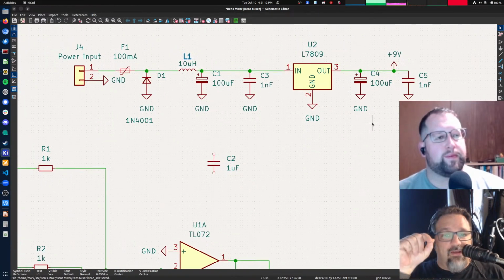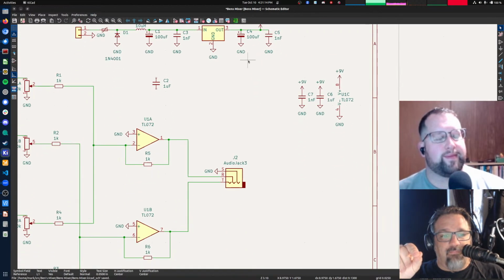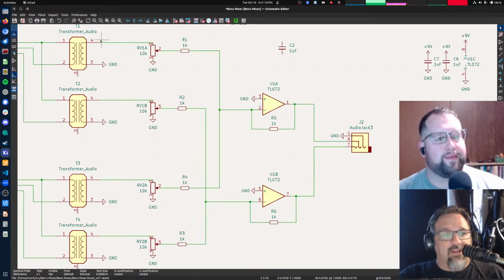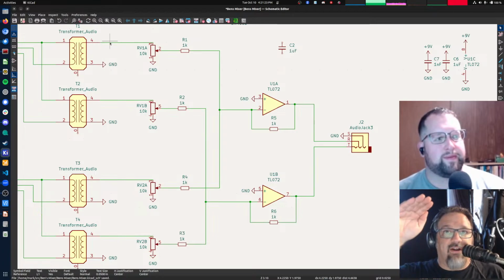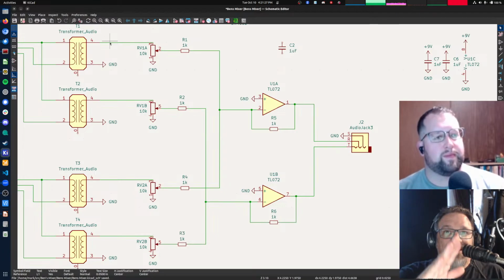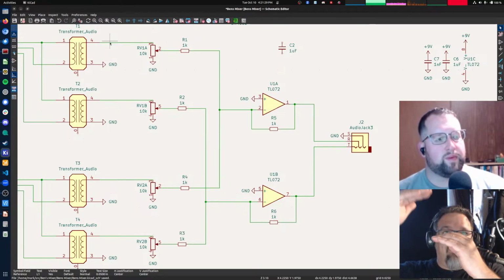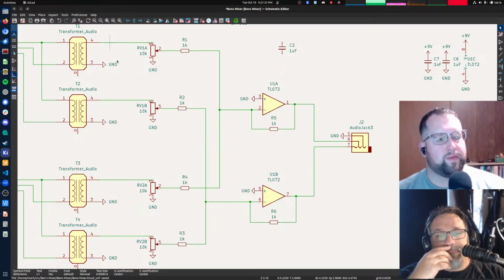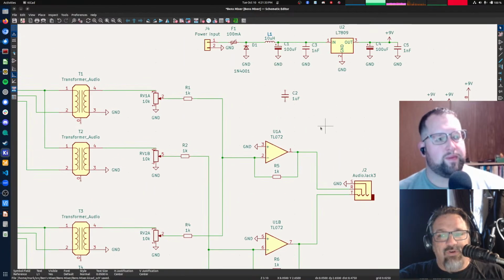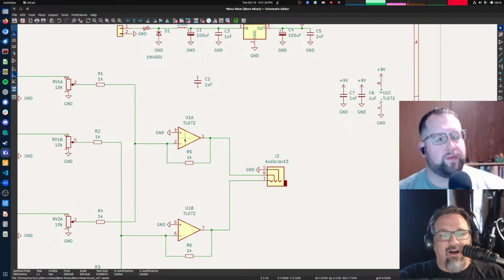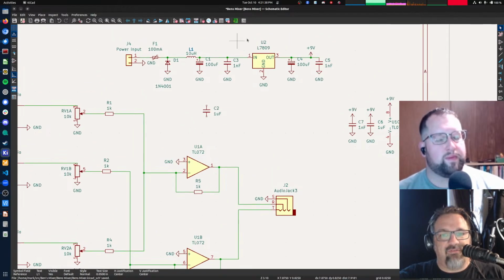So, here's a problem. All of our audio here is ground referenced. So this signal is going to go up above ground in a positive voltage and down below ground in a negative voltage. Half of the signal is going to be above ground and half of it is going to be below ground. But we've only given our op amp a positive power supply.